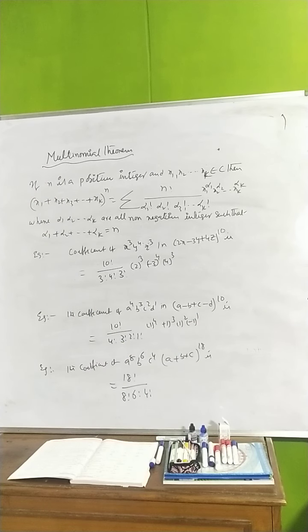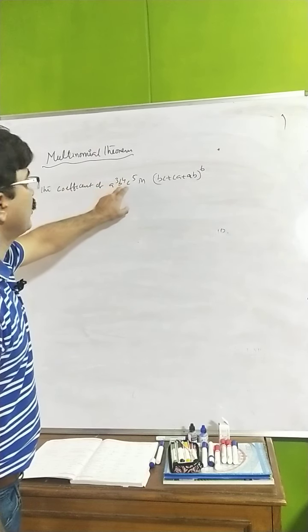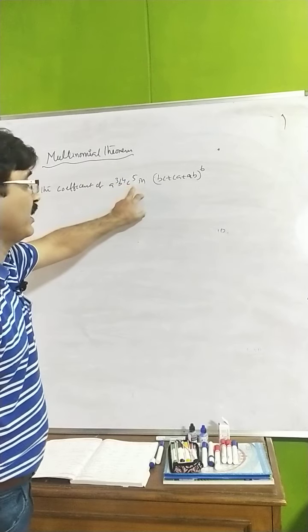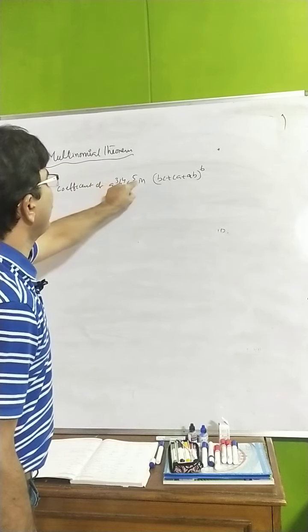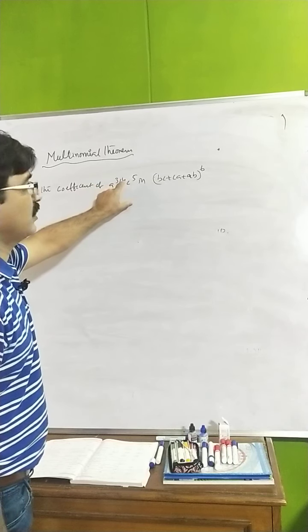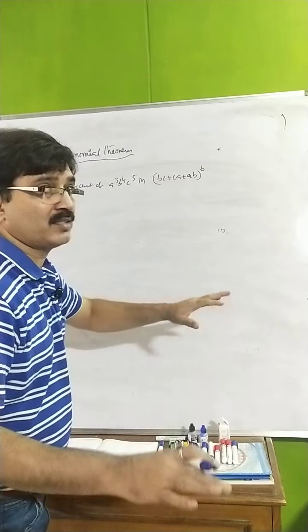Now I would like to tell you another way here. See here, I have taken one more. The coefficient of a cube, b to the power of 4, c to the power of 5 I have given. This we have to find. But while adding this one, what is going to happen? You see here, 9 plus 3, 12. But here power is 6. Don't say that such term never exists.